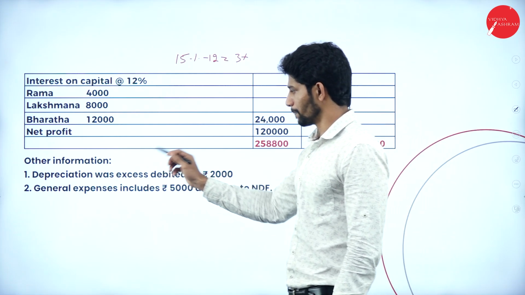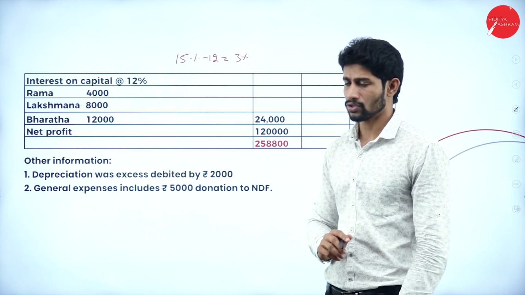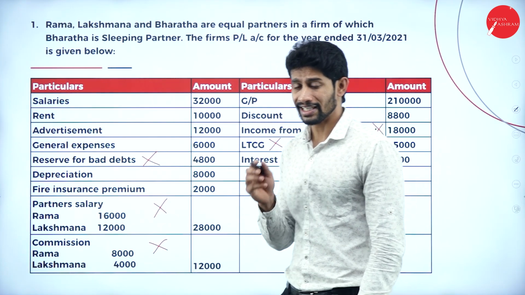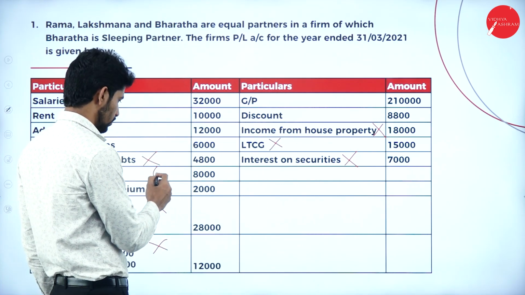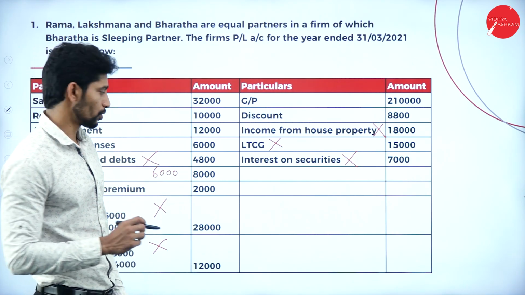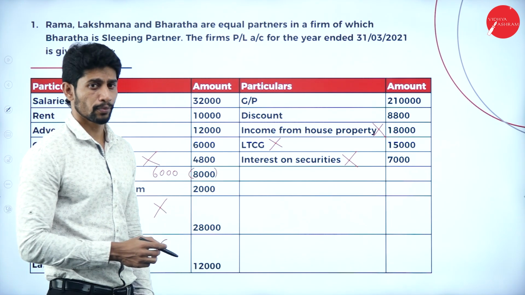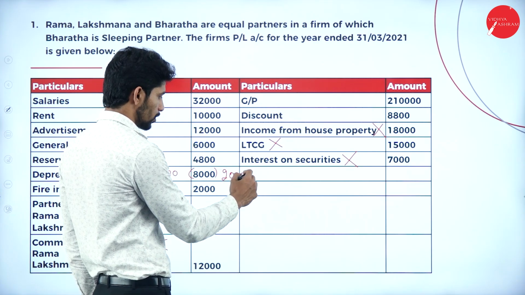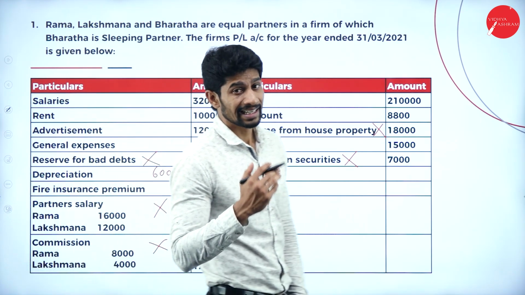The first one: depreciation was excess debited by 2000 rupees. What is the depreciation given in the problem? Here depreciation is 8000 rupees. The assessee is supposed to claim 6000 rupees, but how much did he claim? He claimed 8000. So now what are you supposed to do? You are supposed to add back 2000 rupees to net profit.